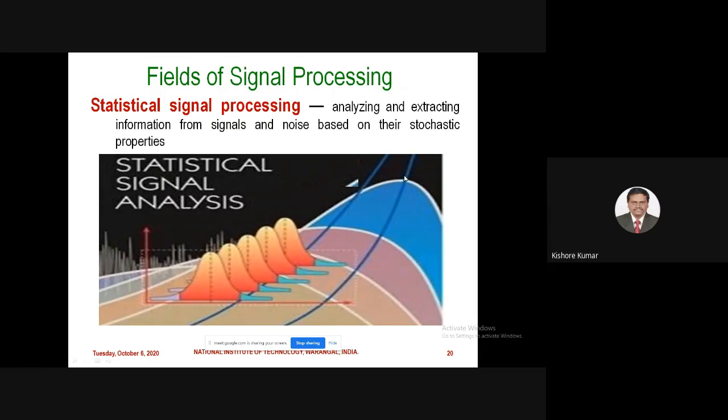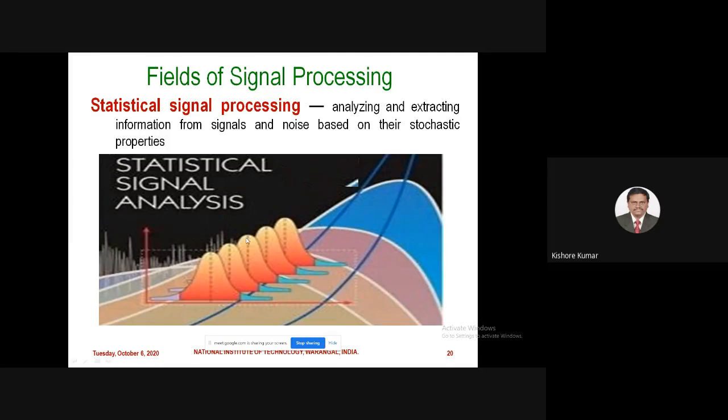Okay, and now I'll try to discuss different fields of signal processing. This is somewhat interesting. One is statistical signal processing. Statistical signal processing means analyzing and extracting information from signals and noise based on their stochastic properties.